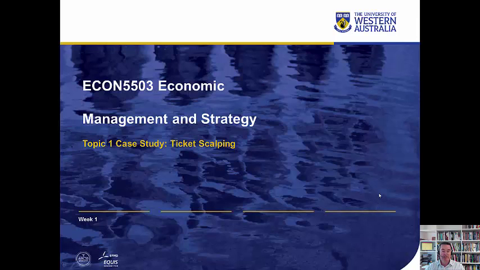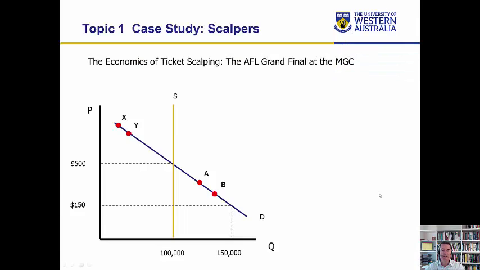Okay, so we've had a bit of a discussion going on ticket scalping, and what I wanted to do was just provide you with a few insights into the economics of ticket scalping. And to do that, I'm using the diagram in front of you. So we've got a linear demand curve and a fixed supply curve. The supply curve is vertical.